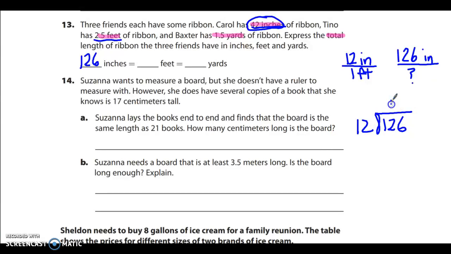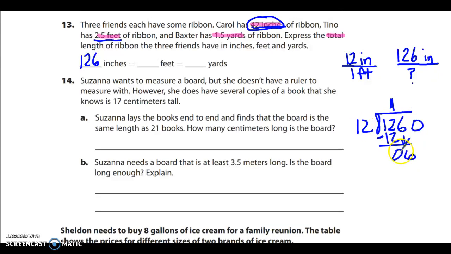12 goes into itself once. 1 times 12 is 12. 12 doesn't go into 6, so I can annex a 0 and drop it. 12 goes into 60 5 times exactly. 5 times 12 is 60. So I'm done. The answer is 1.5. I'm sorry. It's 0. I forgot that 0 right there. I made a mistake. I'm going to undo that and make sure you're clear, because I messed up pretty bad, actually.